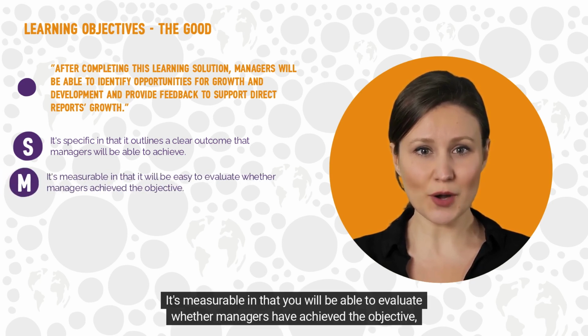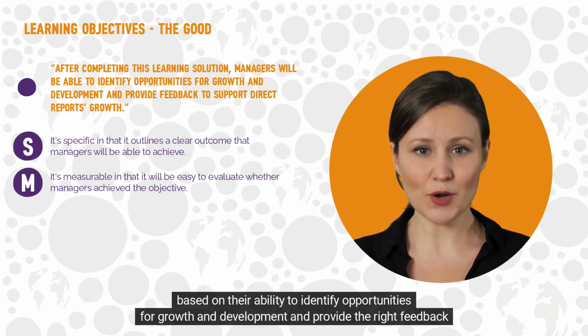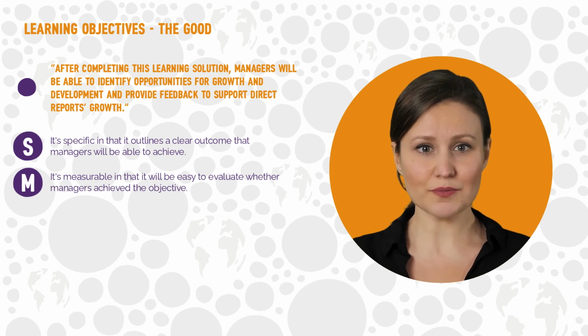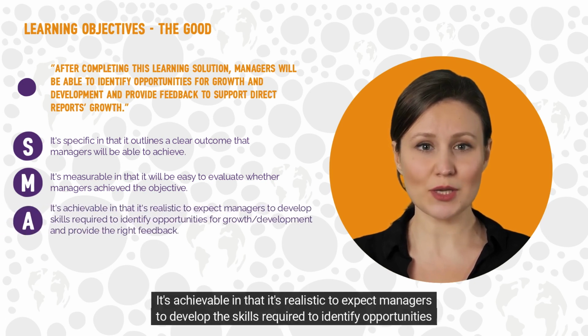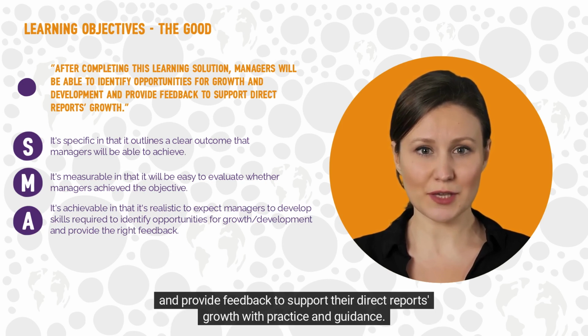It's measurable in that you will be able to evaluate whether managers have achieved the objective based on their ability to identify opportunities for growth and development and provide the right feedback to support growth. It's achievable in that it's realistic to expect managers to develop the skills required to identify opportunities for growth and development and provide feedback to support their direct reports' growth with practice and guidance.